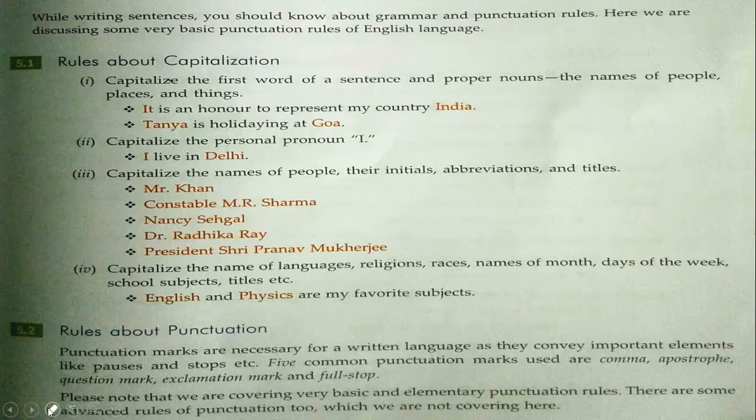These are the two countries, India and Goa. Now Tania is holidaying at Goa. Here you can see Goa is a place name, and Tania is also the name of a girl, so here T is capital. The second rule is to capitalize the personal pronoun I. Wherever we use this I, it must be in capital. I live in Delhi.